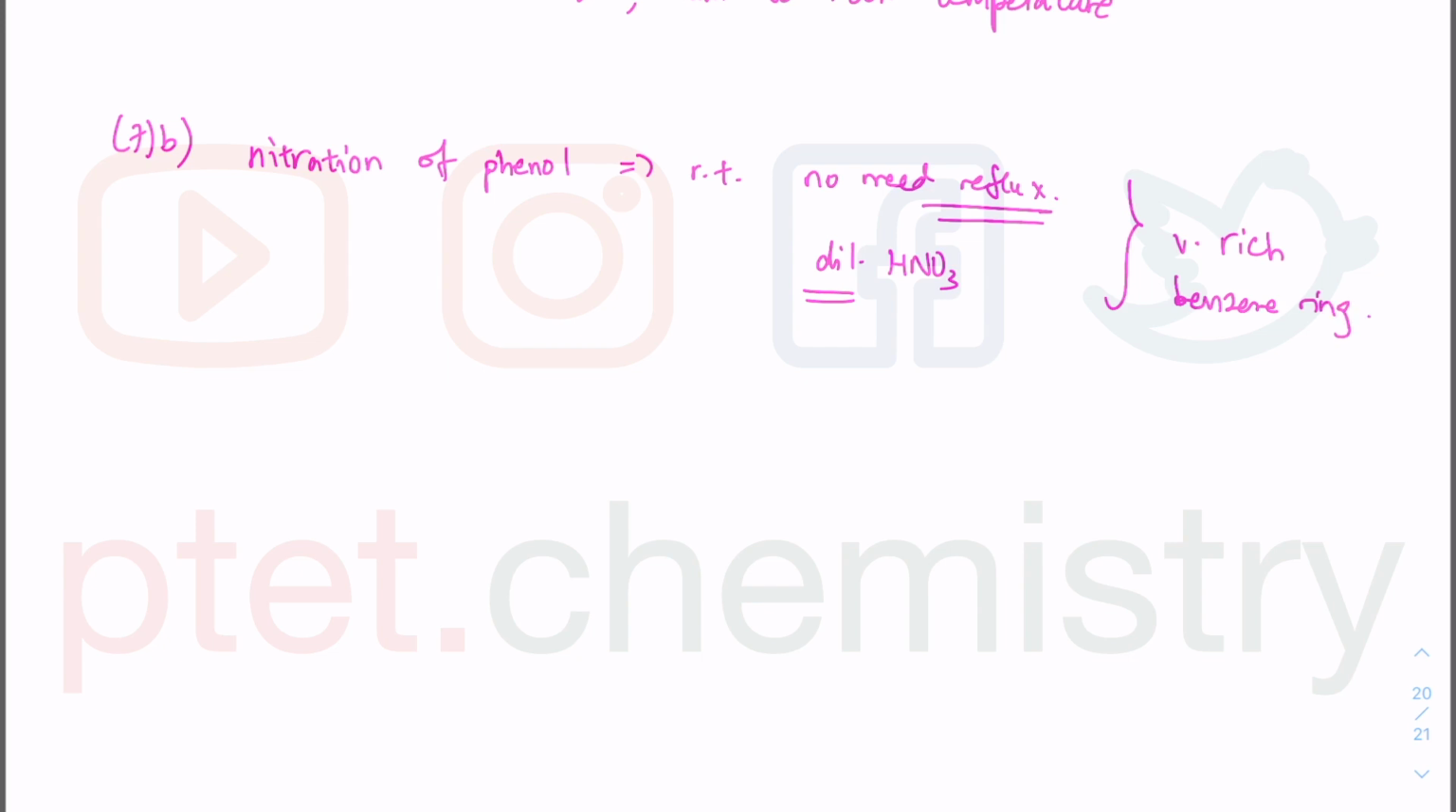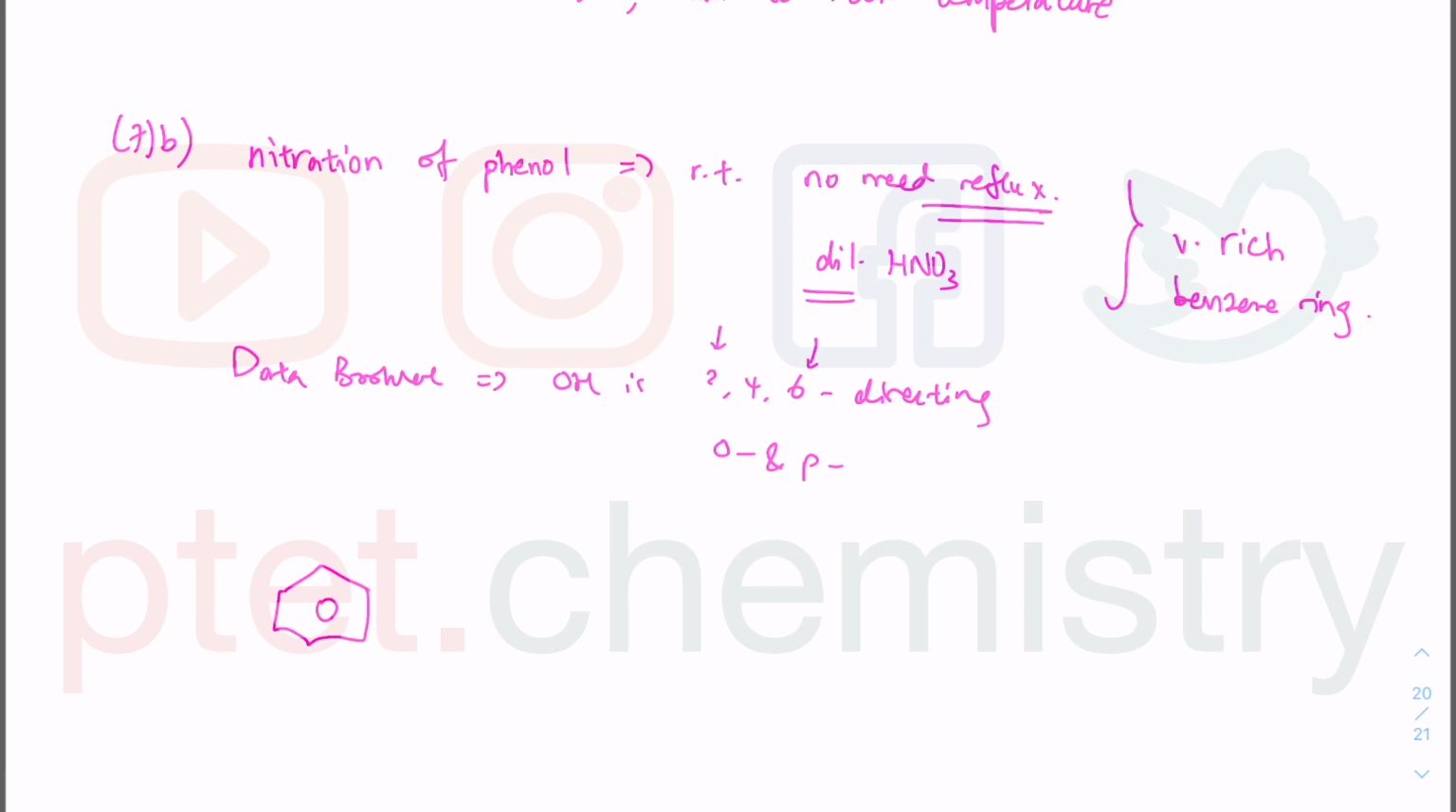Okay, so we know that from the data booklet. You can see that the OH is 2, 4, 6 directing. We call this ortho and para directing, depending on which teacher teaches you or which textbook you refer to. The data booklet doesn't refer to ortho or para, but ortho is basically the 2 and the 6 position. The para is the 4 position, but it doesn't matter. 2, 4, 6 directing means ortho and para directing. And they want you to draw the structural formula and name each product.